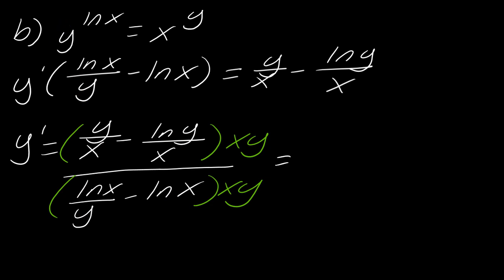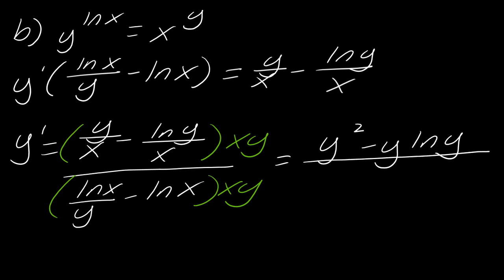So when I do that, this will give me y squared minus y times the natural log of y. And then in the bottom, this will give me x times the natural log of x minus xy times the natural log of x. Okay, and so there is your final answer. And so in this case, you don't have to worry about replacing the y or anything like that. In this case, this was already defined implicitly, so we expect to have a y in the answer. So that's the difference there.